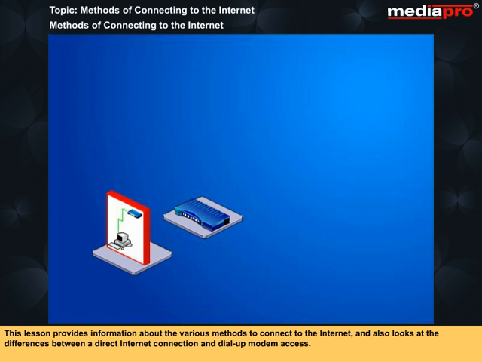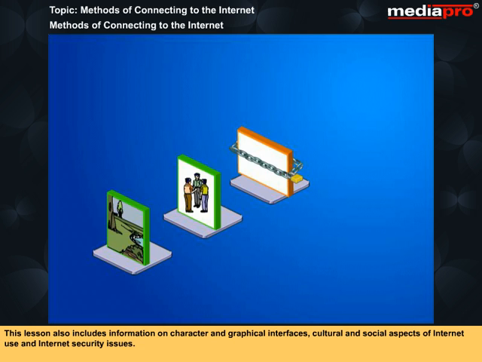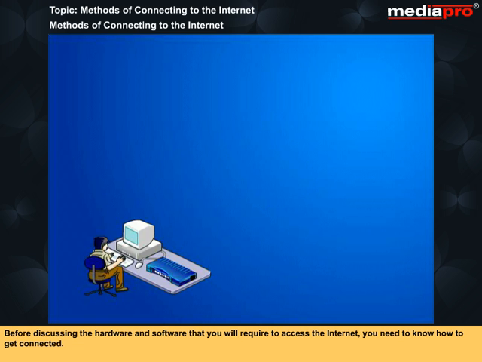This lesson provides information about the various methods to connect to the internet and also looks at the differences between a direct internet connection and dial-up modem access. This lesson also includes information on character and graphical interfaces, cultural and social aspects of internet use, and internet security issues.